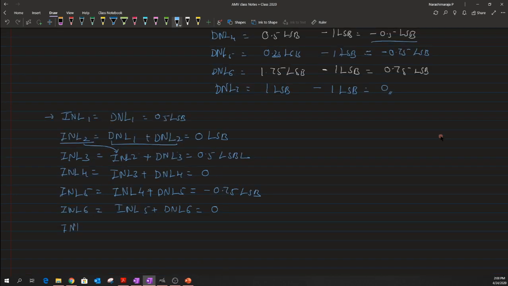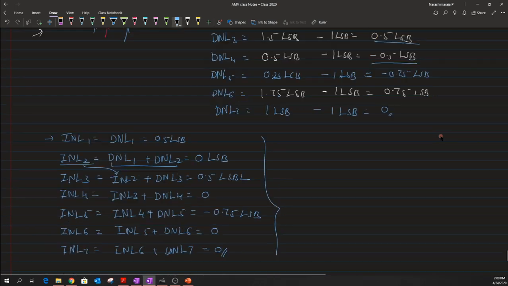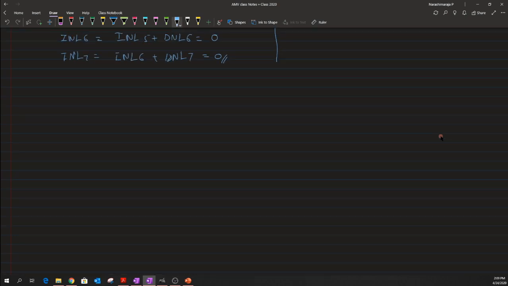Next comes INL of 7, and it can be written as INL of 6 plus DNL of 7. So I have to add these two terms, which is basically 0 with 0, which will end up having a value of 0. So this is how we compute the value of INL in the case of a DAC, and we will just take one more example and discuss the INL calculation for an ADC.